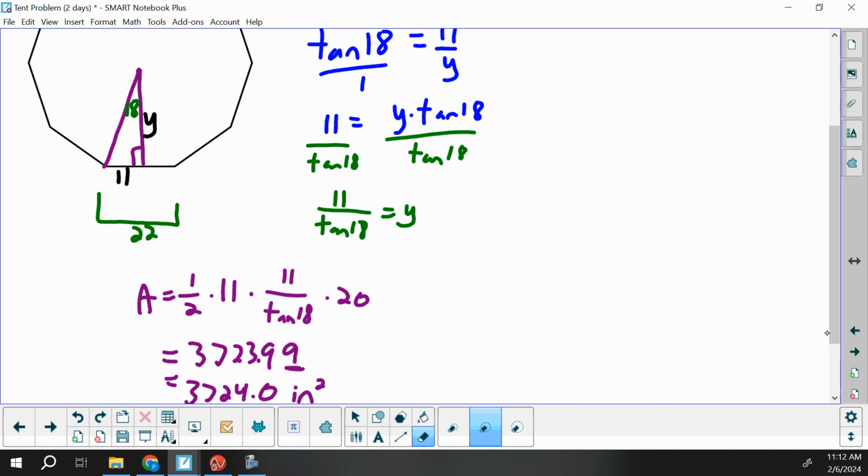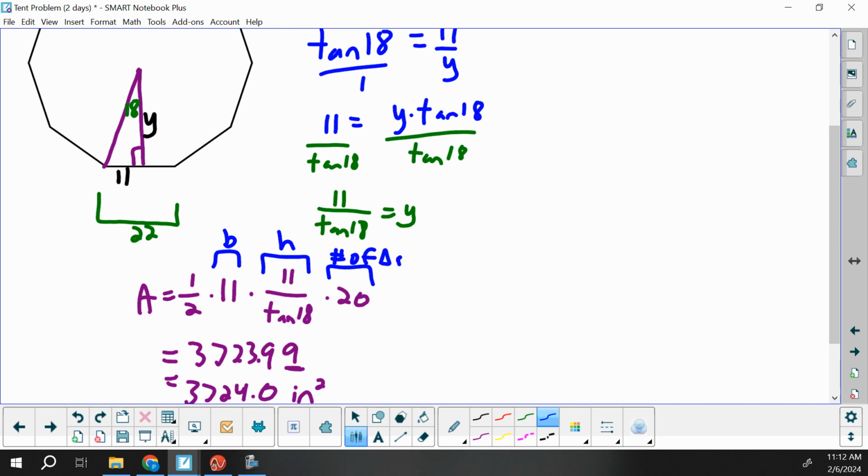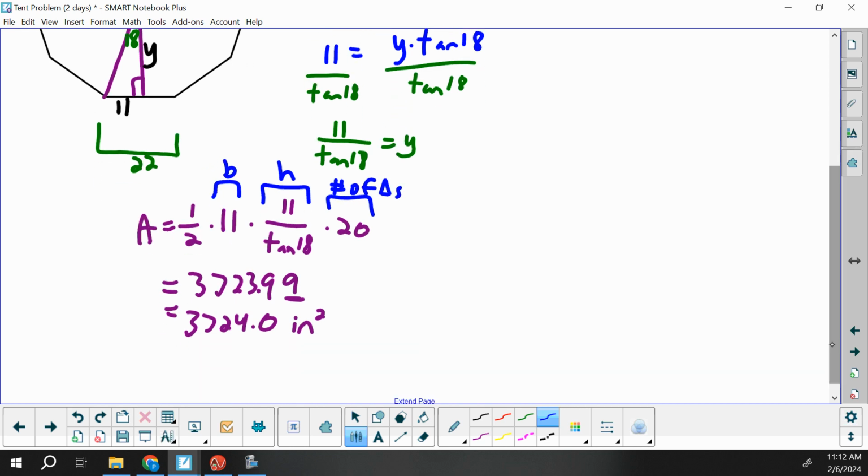So go to our area formula, 1/2 base times height. So the 11 was the base, the 11 over tan 18 was the height, and then the 20 was our number of triangles. When you put that in, we get that 3723.99 and change. We want to go to the nearest tenth, so look in the hundredth spot. The 9 is going to bump us up.